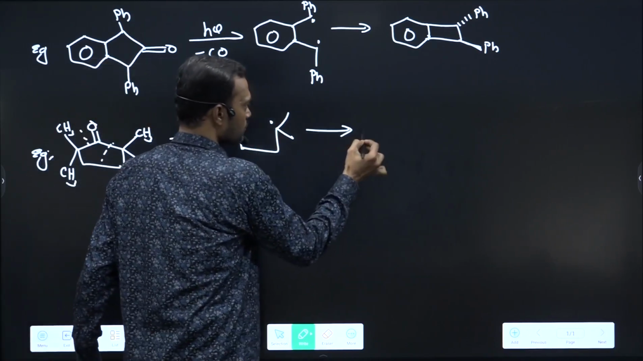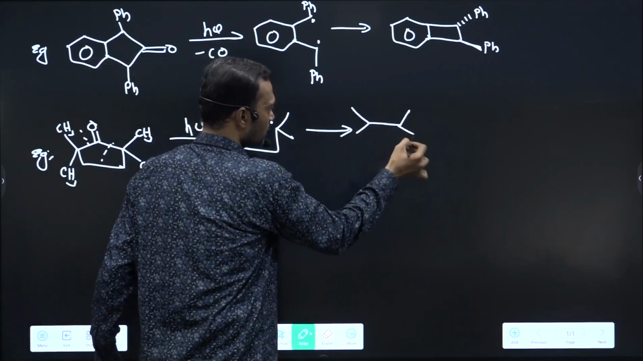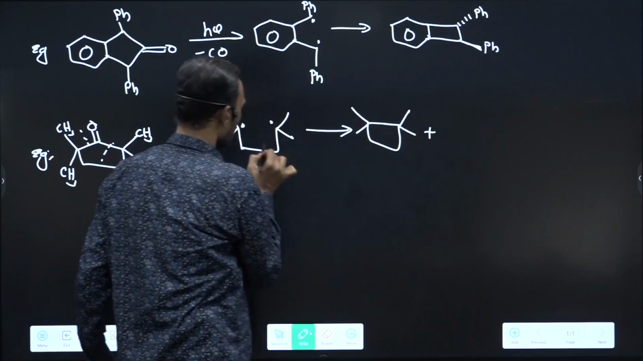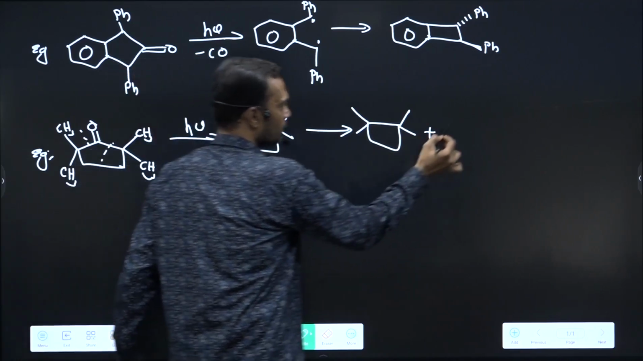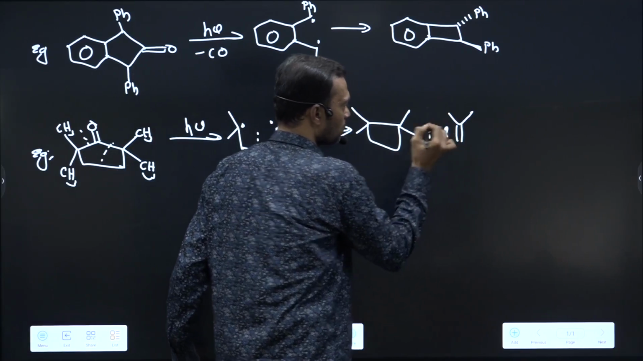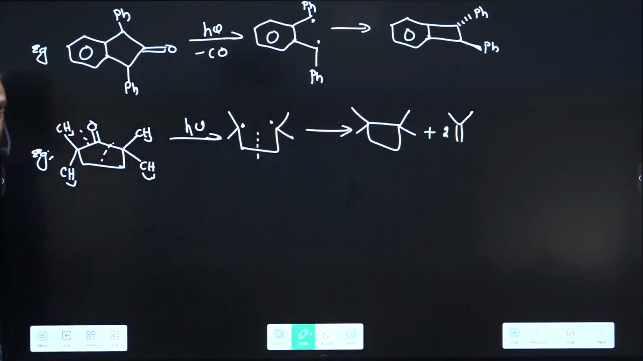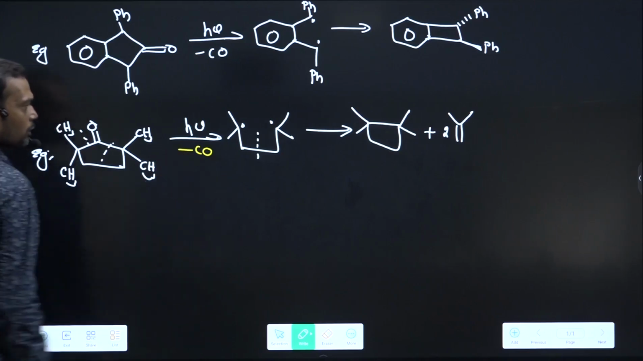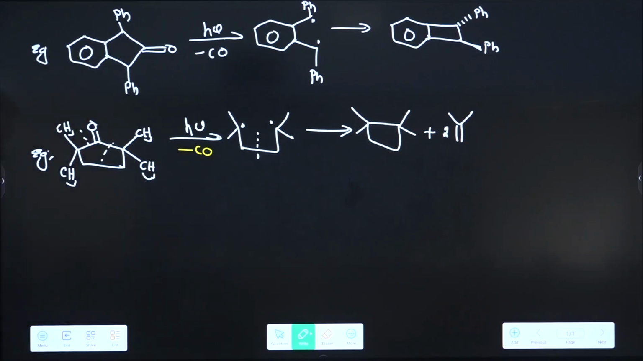Now these two radicals will combine together and form, say, a 4-membered ring. It is also possible that if you break this side, this radical gives one double bond, and here the same, one more double bond. Two products are expected. First loss of CO, followed by back-to-back cleavages.